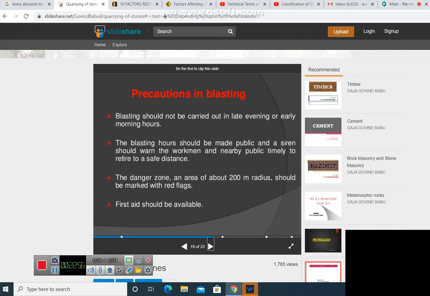Now there are certain precautions to be taken in blasting. The blasting should not be carried out in late evening or early morning hours. The blasting should be made public and a siren should warn the workmen and nearby public in time to retire to a safe distance. In a radius of 200 meters you will fix a danger zone, marked with red flags, and first aid should be made readily available at the work site in case any accident occurs.